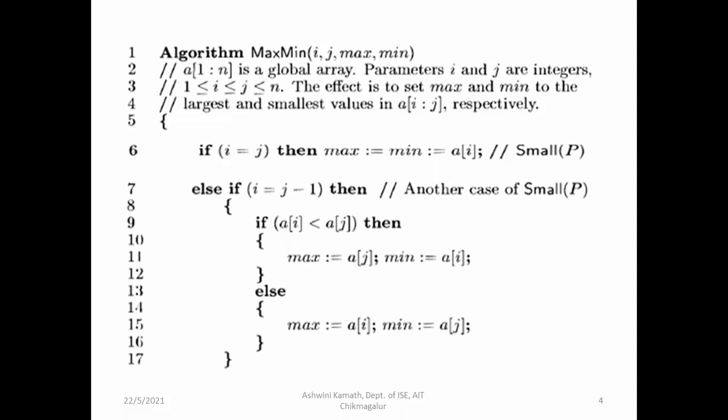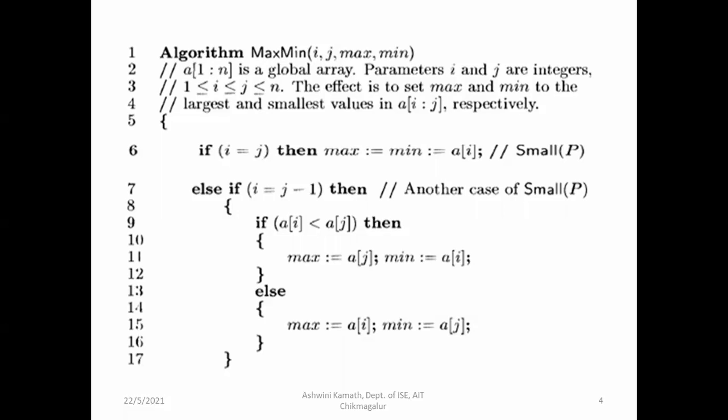Else if i is equal to j minus 1. For example, when we have two values, i will be 1 and j will be 2, because we have only two values. i is equal to 2 minus 1, and 2 minus 1 is 1. So i is 1, j minus 1 is also 1. That means we have only two values, so this is another case of Small(P). When we have one element, it is Small(P). When we have two elements also, that is Small(P).